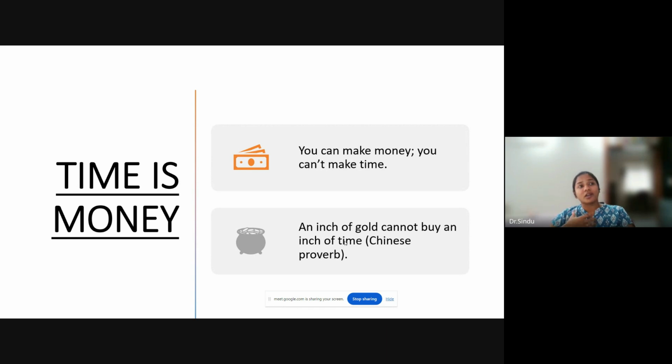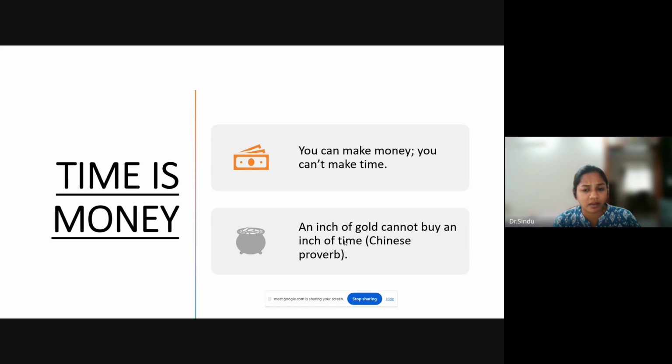When you do all of this, automatically your time will be in your hands. Time is always like money. When you do not use it properly, you can't get it back in your life. Time is money. When you invest time, it reflects as profit. You can make money, but you can't make time. Yes or no? Suppose you have an inch of gold, you cannot buy the time.